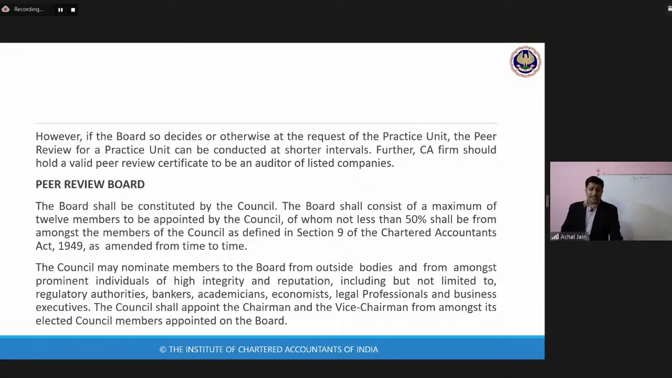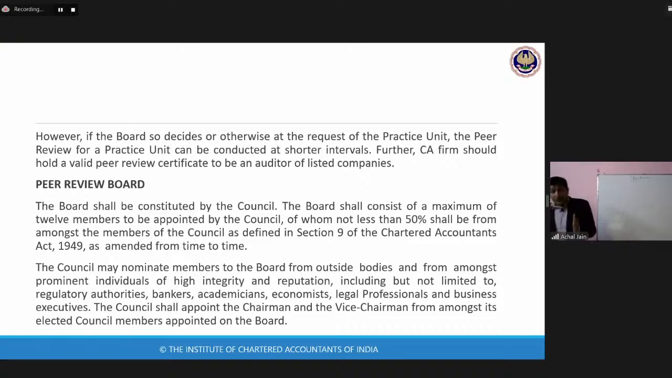As we understand, the peer review board shall be constituted by the council. So it's already constituted by the council of the ICAI. The board shall consist of a maximum of 12 members to be appointed by the council, of whom not less than 50% shall be from amongst the members of the council. So that means out of 12, 50% will be the members of the council.